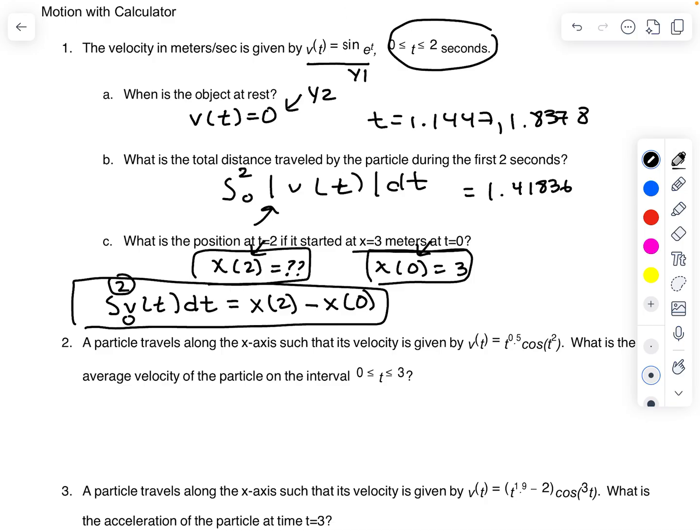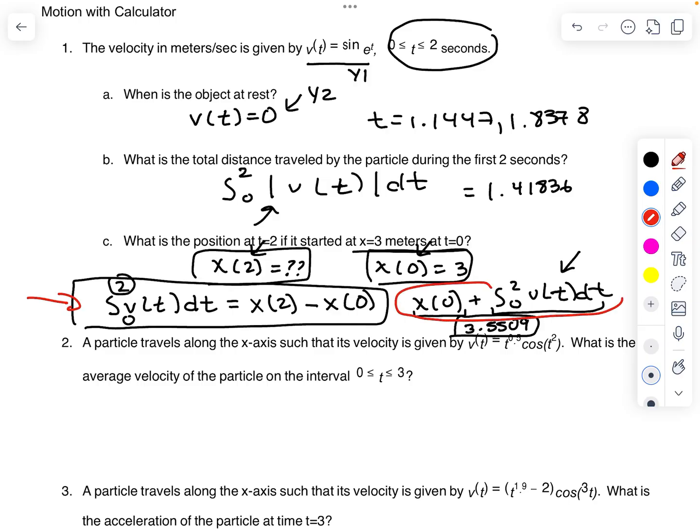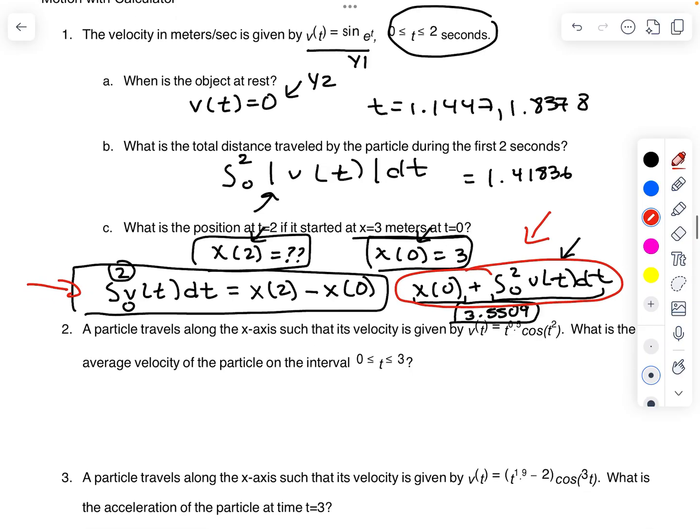So notice if you solve this for x of 2, it's really this. And the idea is this. This will give you the extra distance the particle has traveled, but we know it was already at 3 meters to start. So this piece, you're going to go ahead and type into your calculator and then add the 3 afterwards. So we want 3.5509. Okay, so you want to make sure you either show me this or this, some variation of this formula so I can see what you are doing.